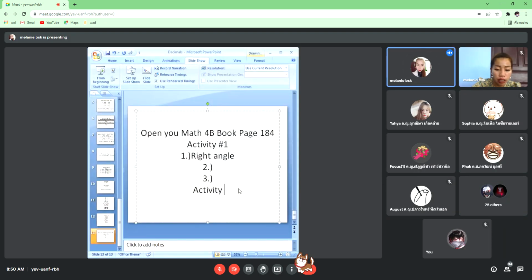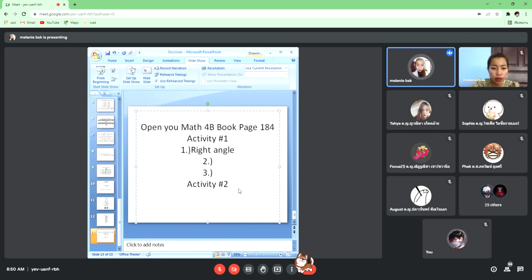Activity number 2. Here we go. For the activity number 2, you're going to draw the other half of each symmetrical shape. Symmetrical shapes are those shapes that, if you fold them, have the same size on the other side. Can you understand the instruction in here, children? Yes or no?